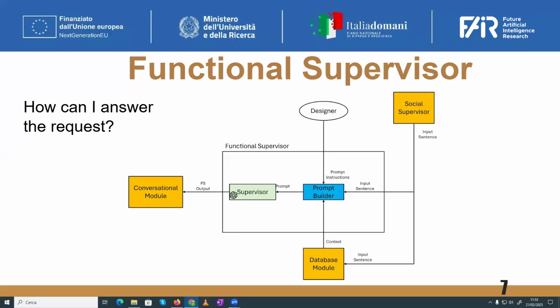So, for example, some requests may be apparently safe, but in certain contexts, they may be dangerous. For example, if a user asks the robot to provide some food, this is basically a safe request. But if that user suffers from food allergies and the robot doesn't know this, following that request may result in a dangerous outcome. Thanks to the database and the functional supervisor, the robot may use the relevant information to reason about a potential danger.